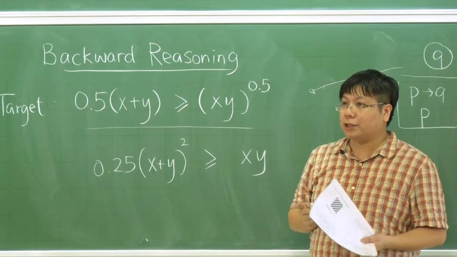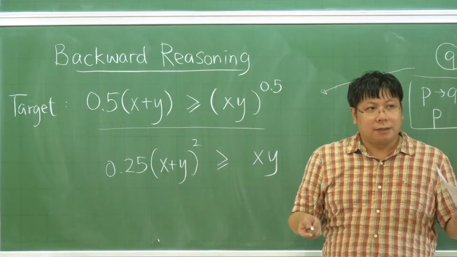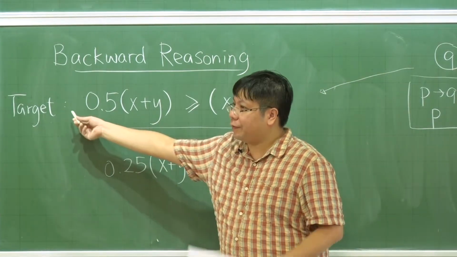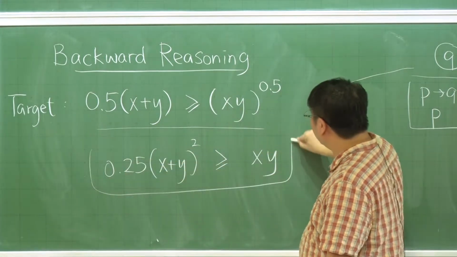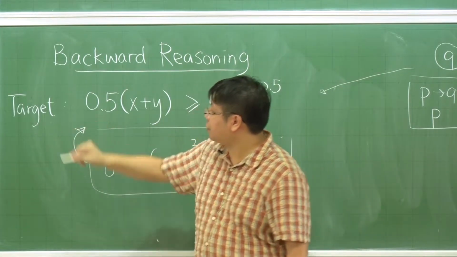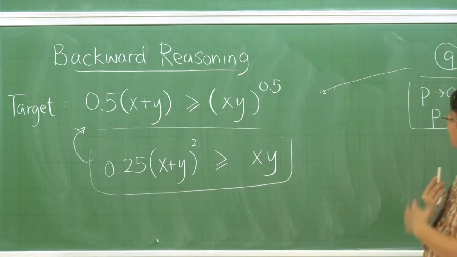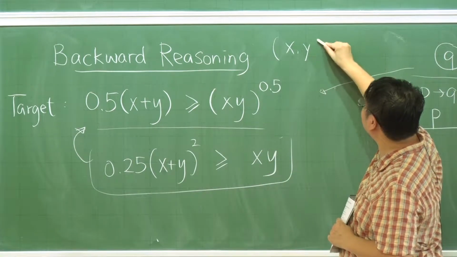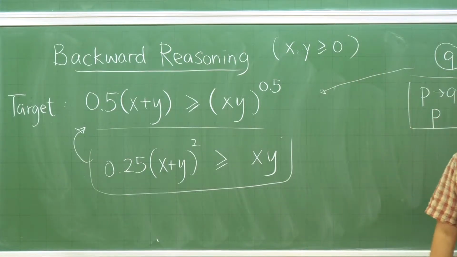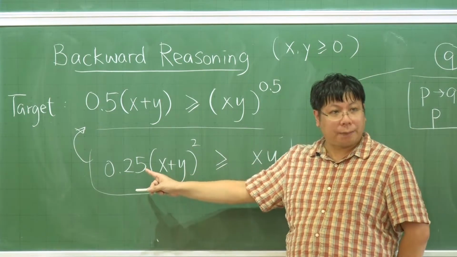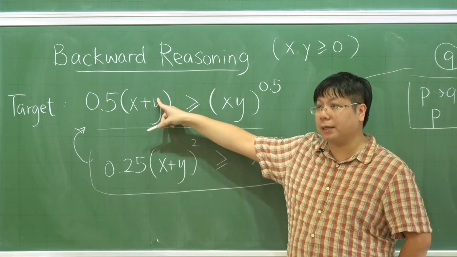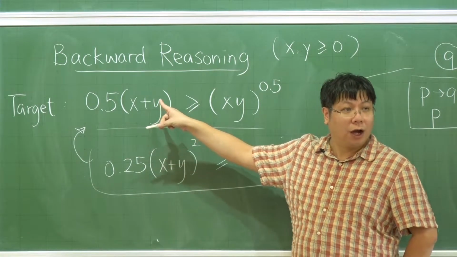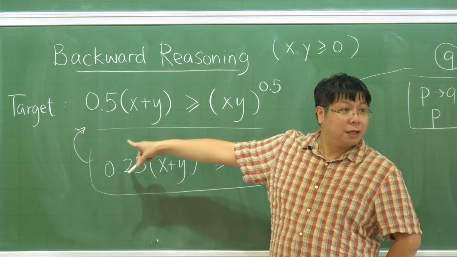So in that case, instead of proving this target, I shift my target a little bit to prove this one, because I know that this one implies this one. So we add a condition: let's say x and y are both greater than or equal to 0. If I can prove this, then I can prove this. This implies this one. Of course, you will say that this also implies this one, but this is not our point.